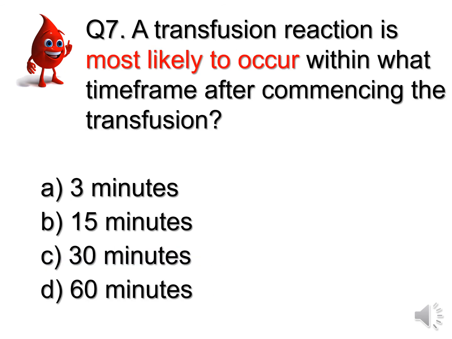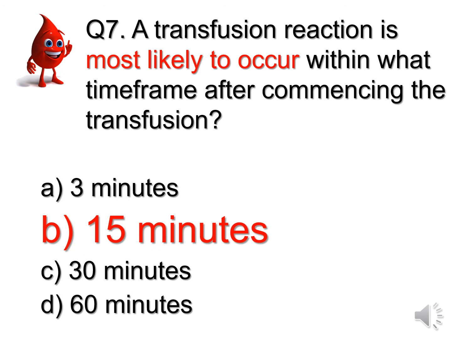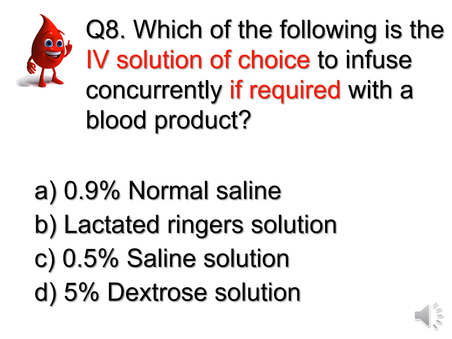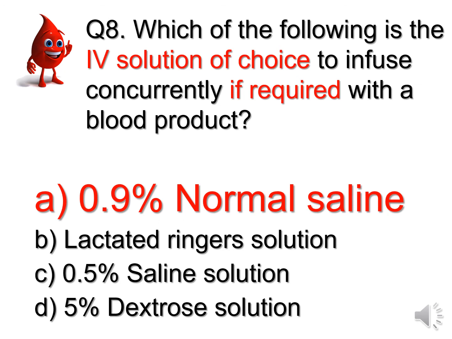A transfusion reaction is most likely to occur within what time frame after commencing the transfusion? 3 minutes, 15 minutes, 30 minutes, or 60 minutes? The correct answer is 15 minutes. Which of the following is the IV solution of choice to infuse concurrently if required with a blood product? 0.9% normal saline, lactated Ringer solution, 0.5 saline solution, or 5% dextrose solution? The correct answer is A, 0.9% normal saline.